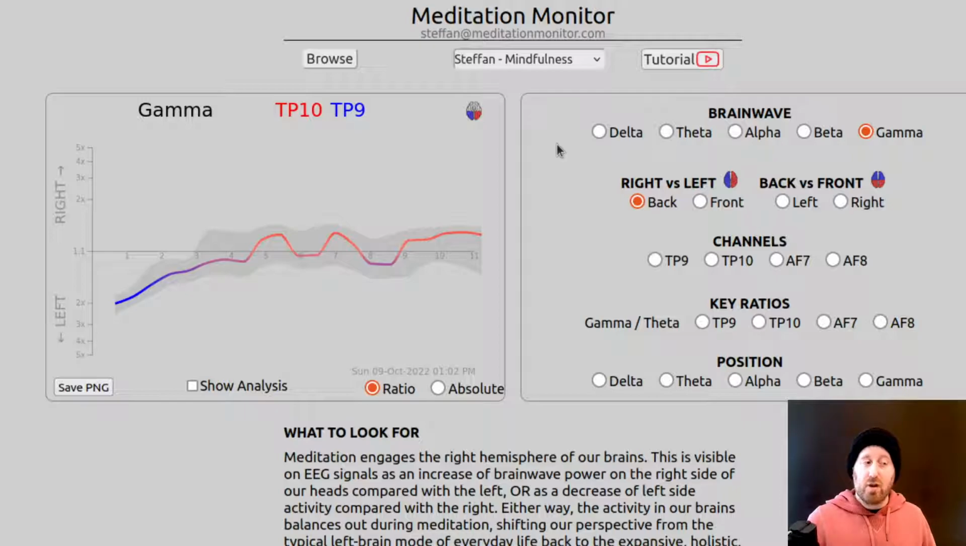If gamma is strongest on the right backside on TP10, then that seems to be a pretty clear indication of right brain activity. And if it's in the back, or the temporal parietal region, that does seem to be a region that many of us see increases in our meditation types, or in some cases decreases, depending on the type of meditation you're doing.